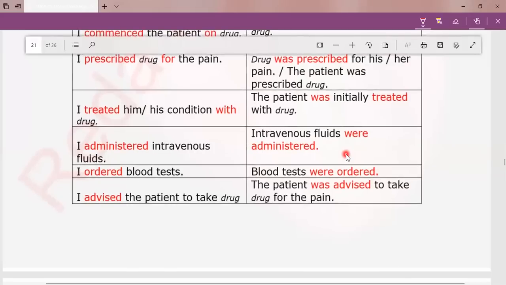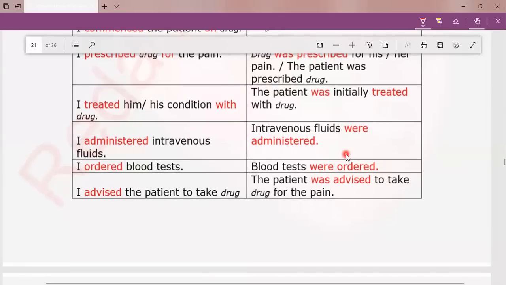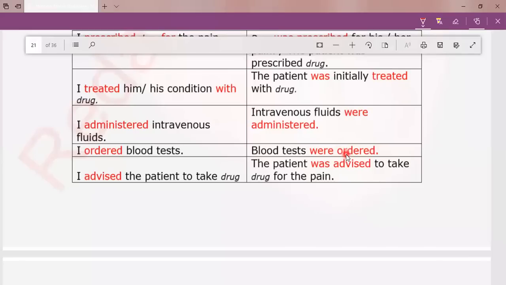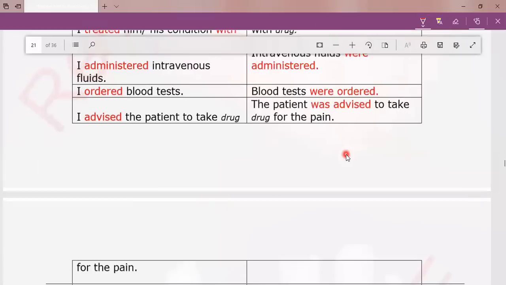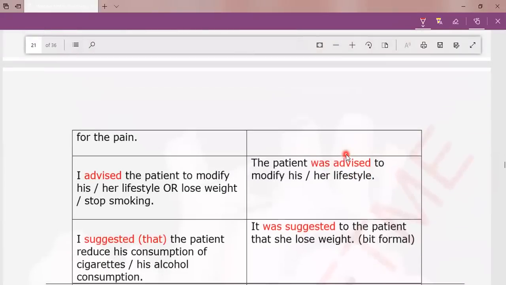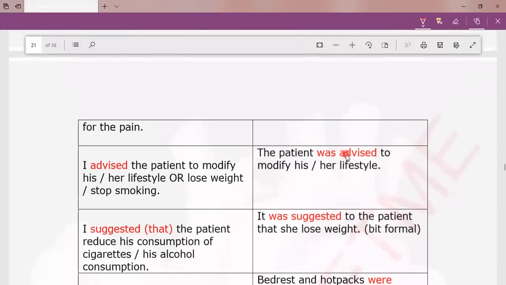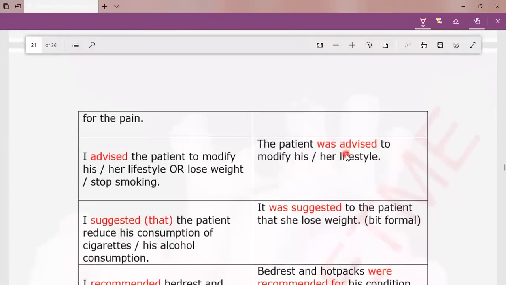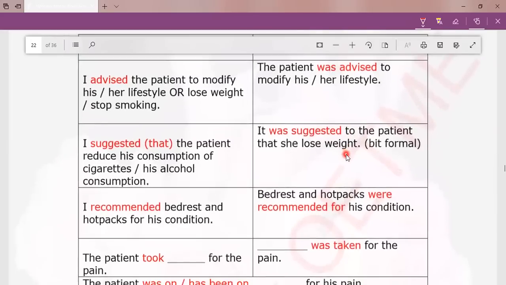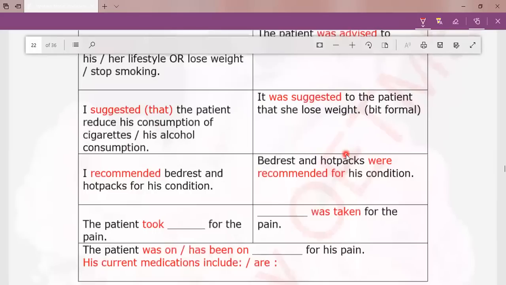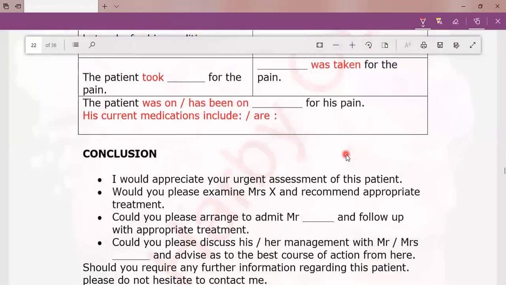The passive sentences are more formal than active sentences. The patient was advised to, infinitive. The patient was advised on, gerund, verb plus ing. The patient was advised to. It was suggested to the patient, or for the patient, that, complete sentence. Bed rest and the hot bags were, and all of that. So this is a type of conclusion.